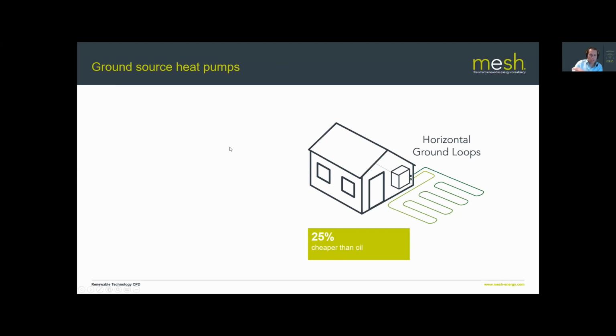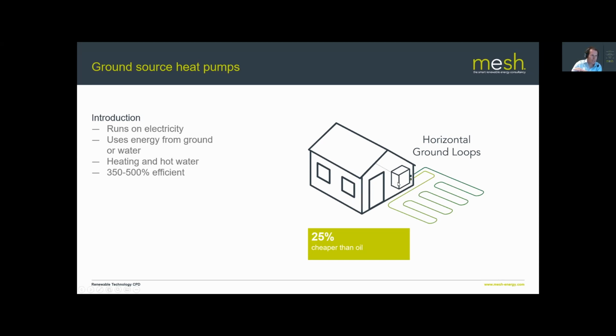So how do these technologies actually work? Well, if we look at a ground source heat pump with ground loops, which is the most typically used system, they would be around about 25% cheaper than an oil boiler to run, and they take about 3/4 of their heat from the ground through these ground loops, and then the internal unit, the ground source heat pump itself, turns that low-grade energy from the ground into high-grade energy you can use around the house using a refrigeration cycle.